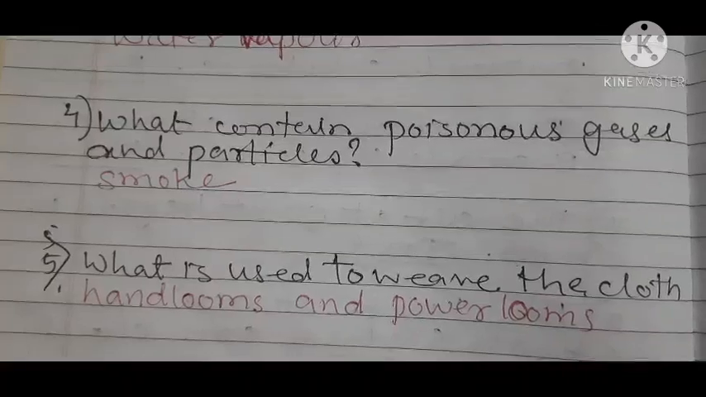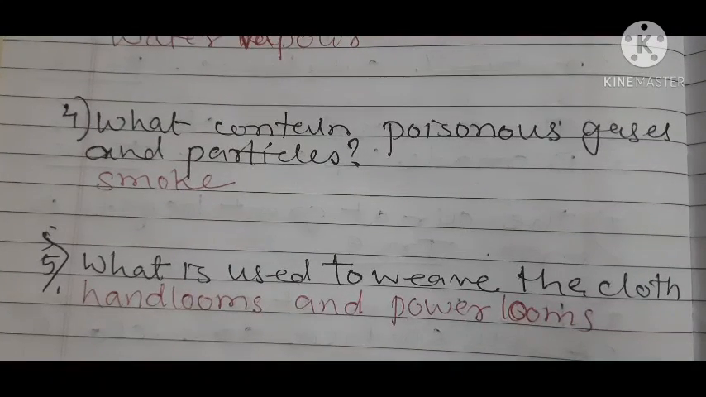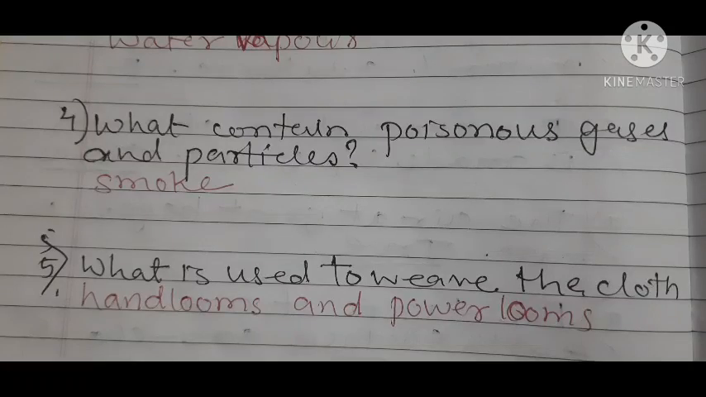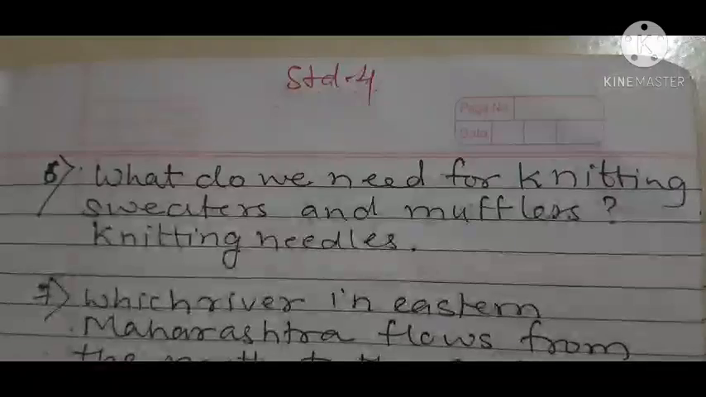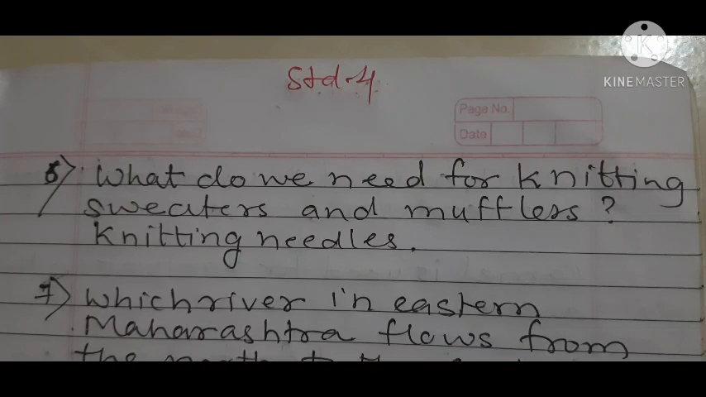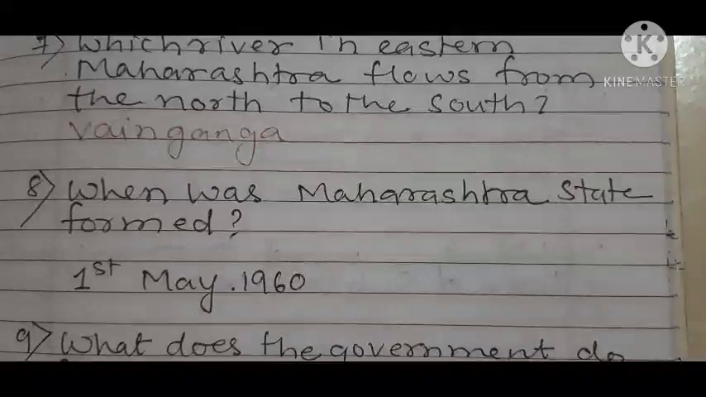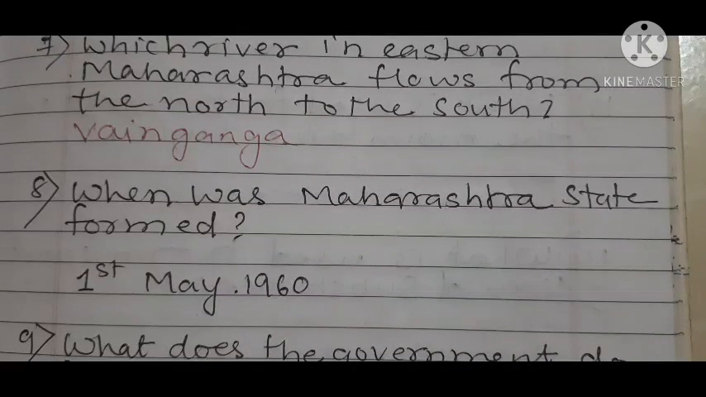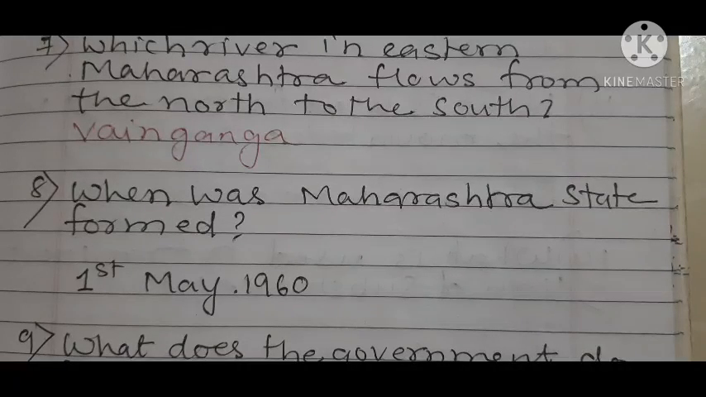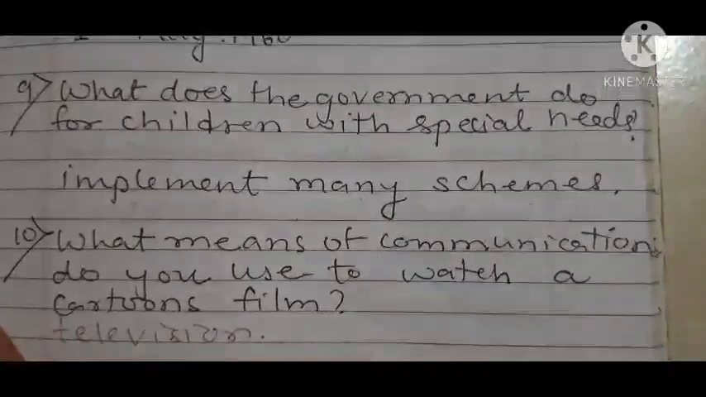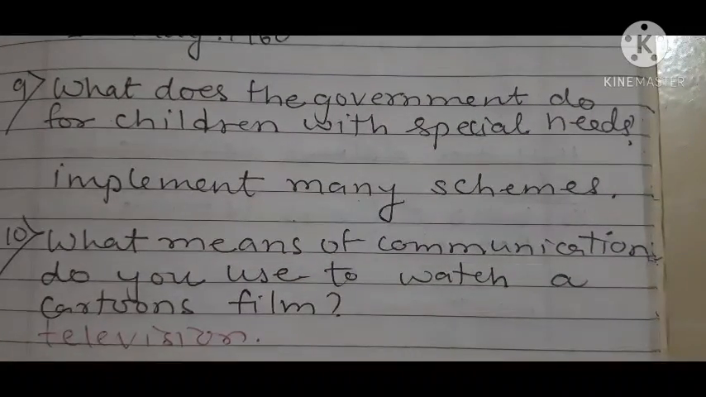What is used to weave cloth? Handloom and power loom. What do we need for knitting sweater and muffler? Knitting needles. Which river in eastern Maharashtra flows from north to the south? Wainganga. When was the Maharashtra state formed? 1st May 1960.